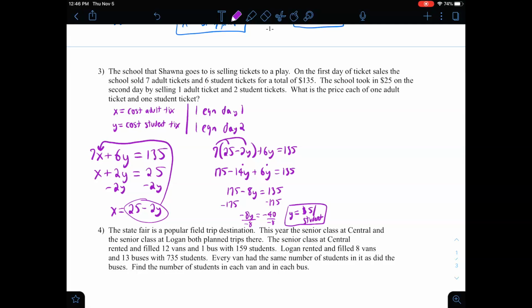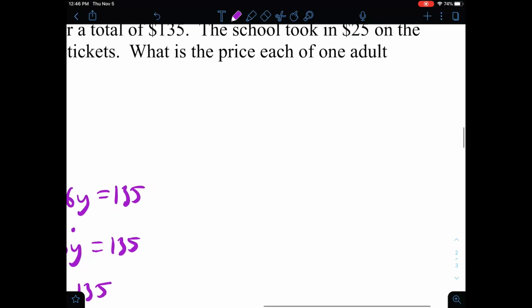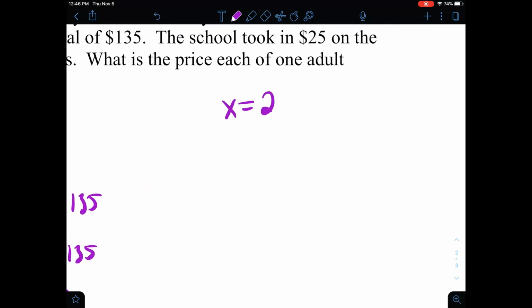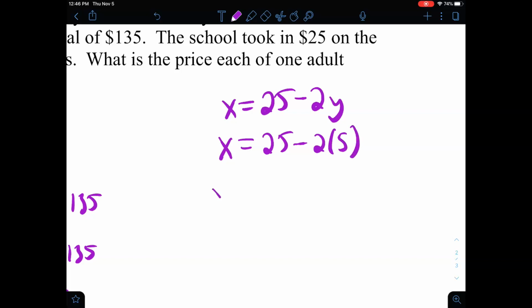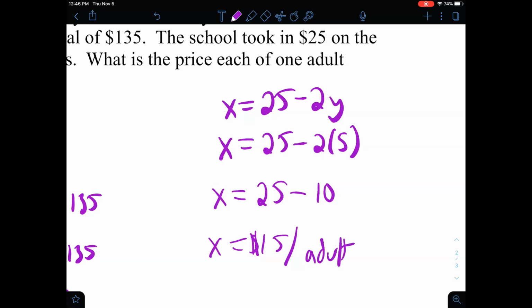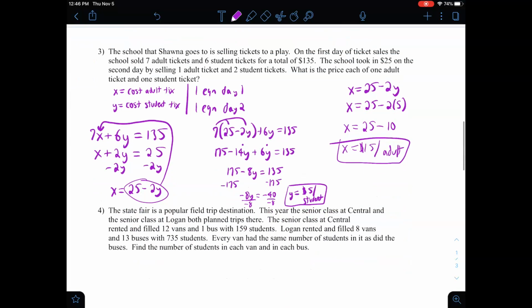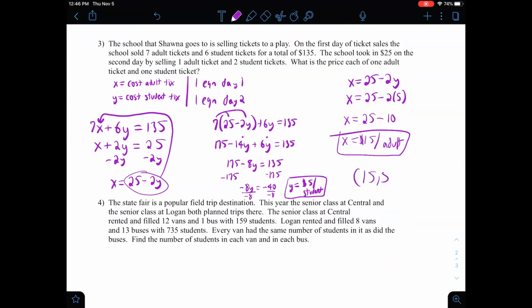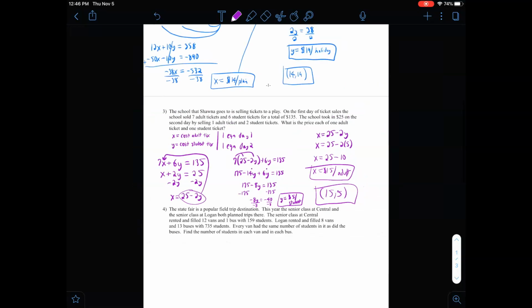And then we're not quite done. We need to find adult tickets. So I'm going to plug into, you know what I'm going to do? I'm going to plug into this right here, because this one's already got x by itself. You can plug into any equation, especially one that you've adjusted a little bit, because it is an equality thing. So we're going to plug into x equals 25 minus 2y. Y equals 5, so I'm going to plug in 5 for y. So x is going to equal 25 minus 10. X is going to equal 15. $15 per adult. So our final answer is going to be x and y, 15, 5, is our final answer on the graph.